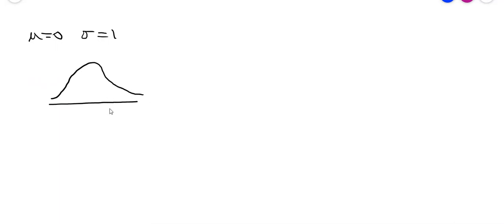Now, we have some other types here. Let's run through here. Mean of 0, standard deviation of 1, and let's say something like this. Let's do greater than 1.5. So strictly greater than.